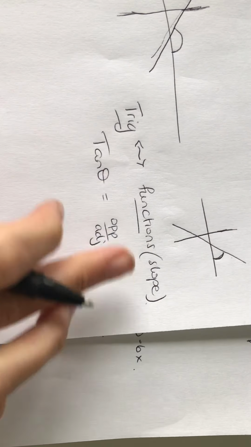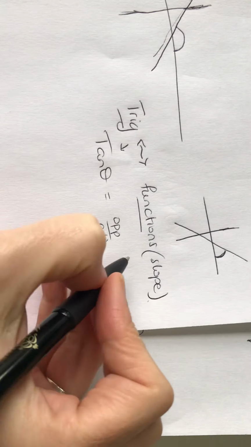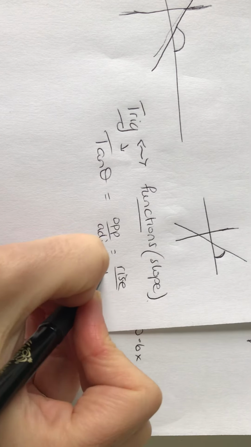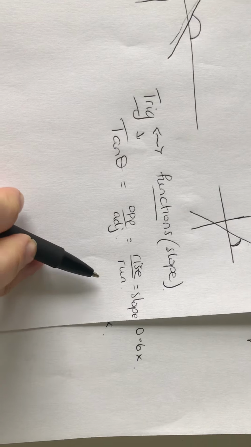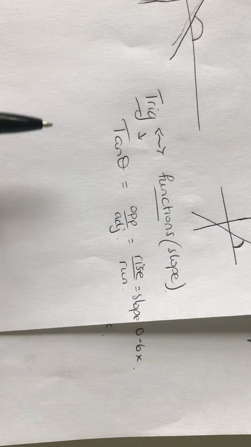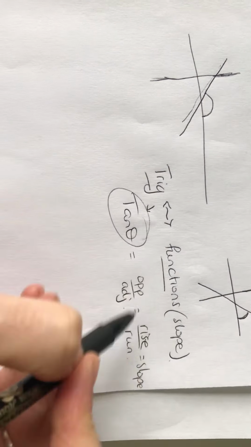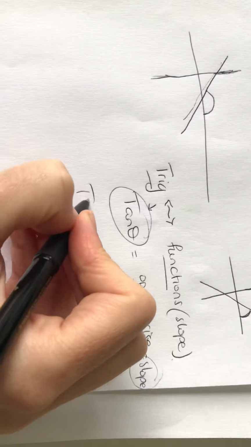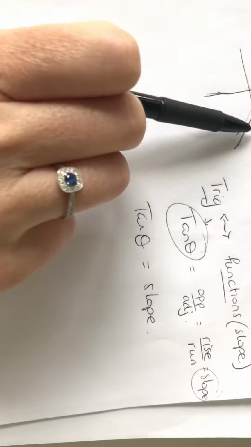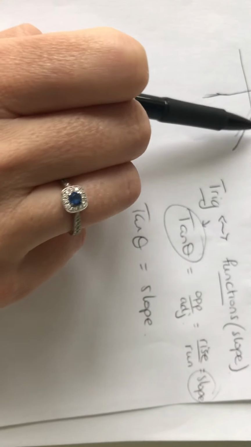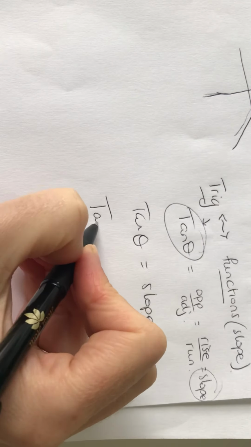Why is that a link between the two? Well, there's your trigonometry, and opposite over adjacent is exactly the same as rise over run. They're just different words, exactly the same, and that's your slope. So the tan of the angle is the same as the slope. And that should tell me, it's the steepness of the line that's causing the angle there. Right, so we want the angle then.